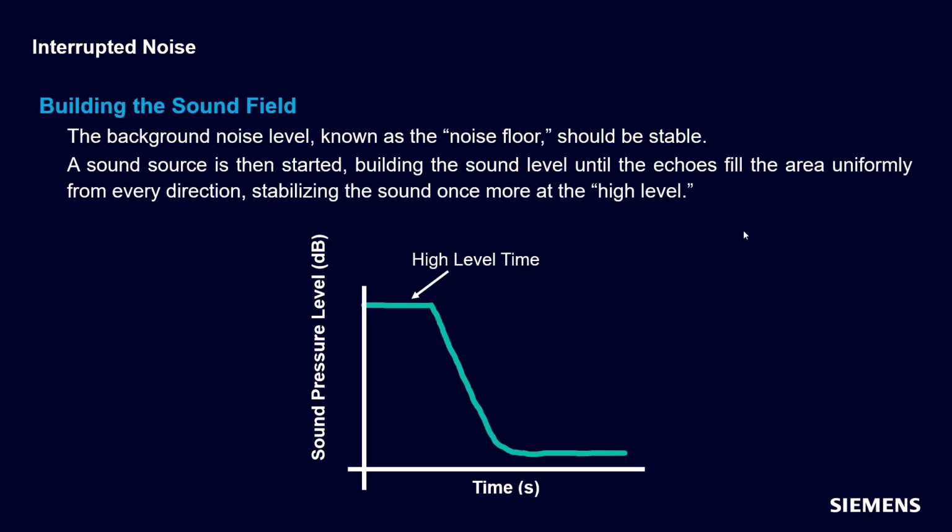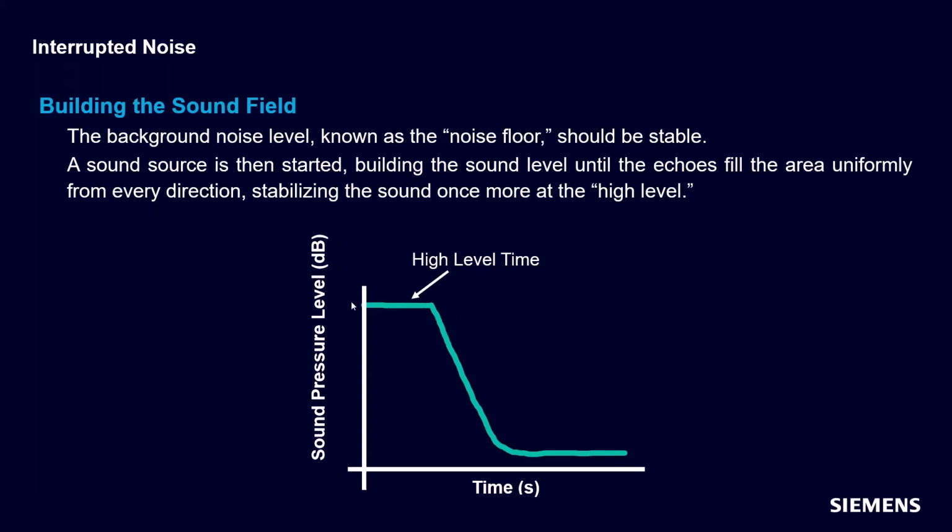The way the measurement will go is we'll first build up the sound field. So we'll start the sound source and we'll build the sound level until it fills the area uniformly. And we call this the high level time. So that would be this portion of our little sound decay curve here. We'll make sure that we play this source long enough to build up a stable high level time. This usually is a couple of seconds. In my experience, maybe 3 to 5 seconds. Some folks will go a little longer just to ensure that the field is uniform and stable.